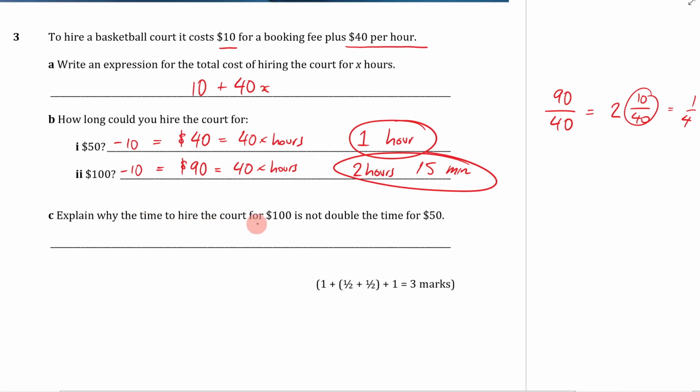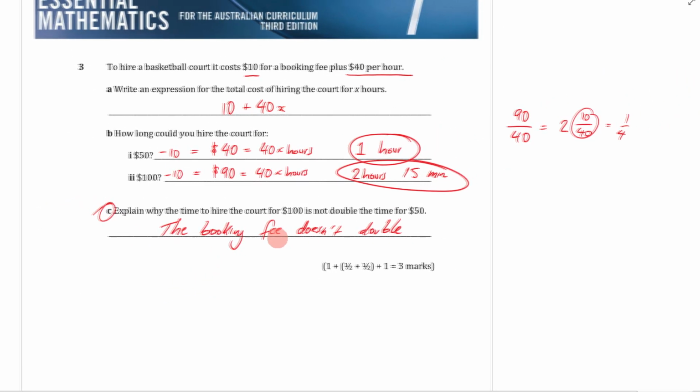Explain why the time to hire the court for $100 is not double the time for $50. We saw this question yesterday. It's because the booking fee doesn't double. If you watched me yesterday, we did that exact same problem, and the booking fee doesn't double. So if you want clarification, look at yesterday's video for that one.